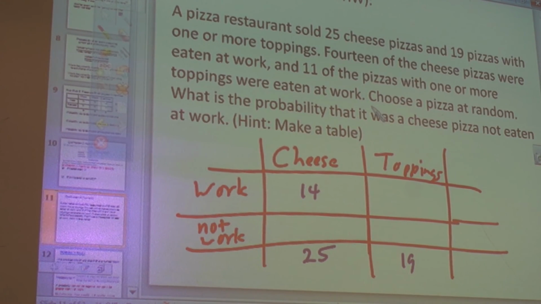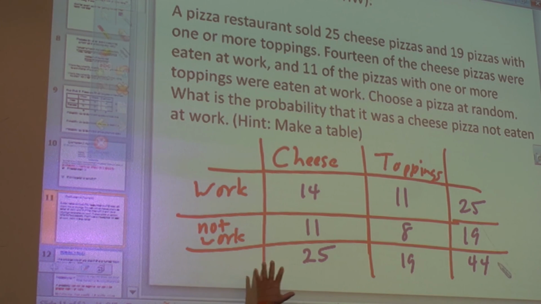And we also know that 11 pizzas with 1 or more toppings were at work. So 1 or more toppings, work, that should be 11. Good? Now, if I have these 4 pieces of information, I can find these guys here, right? So find those. If there were, let's see, 25 total, that means 14 at work. That means there has to be 11 not at work. 19 total, 11 at work. That means 8 not at work. And I can just add up to find these totals over here. 25, 19, 44. It's unfortunately symmetric, which is kind of annoying, but nothing you can do about that.